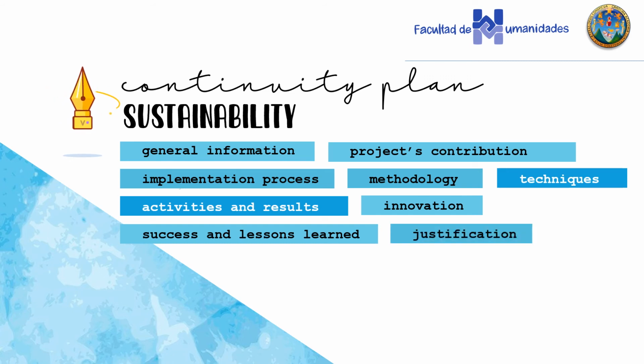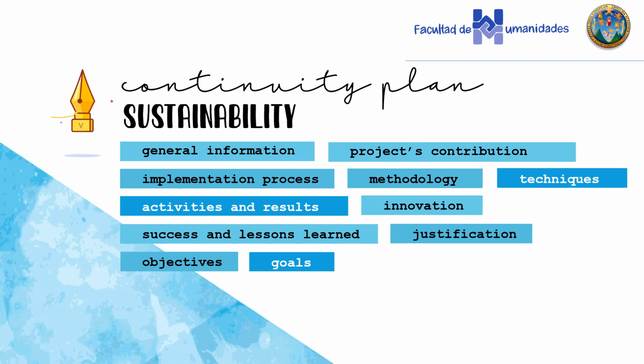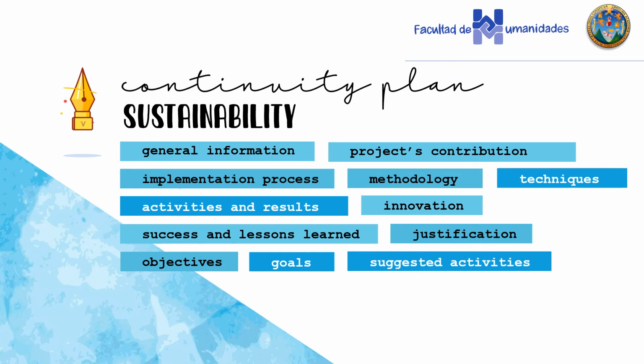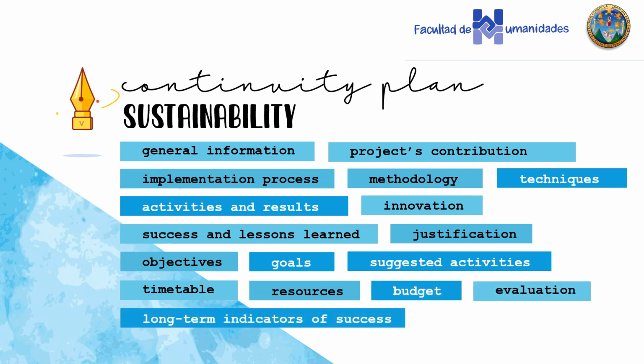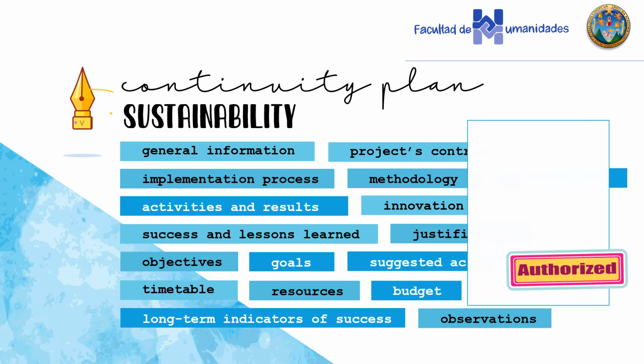The continuity's justification, objectives, general and specific, its goals, suggested activities for continuity, timetable, remember about the Gantt, resources, human, material, and institutional, techniques, budget, evaluation, long-term indicators of the project success, and observations. All possible recommendations you'd like to leave the authorities with.